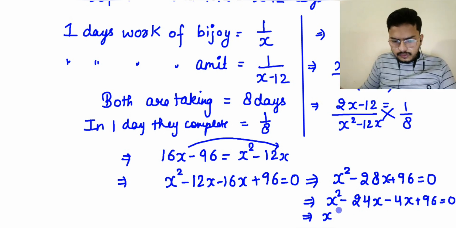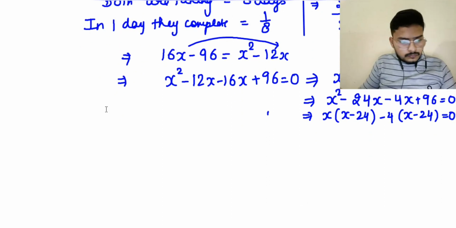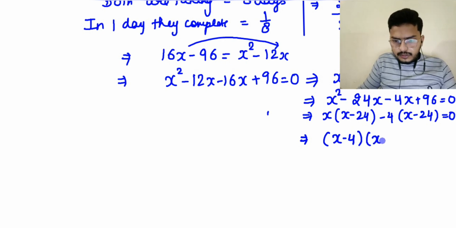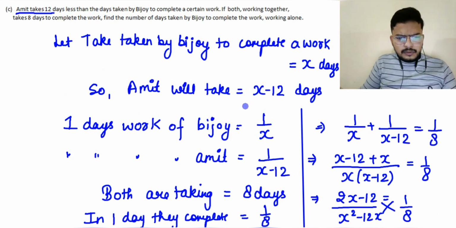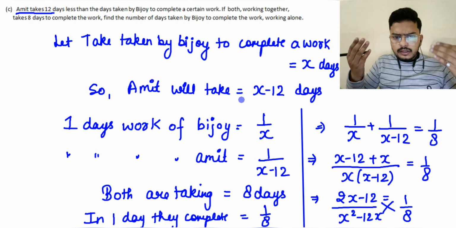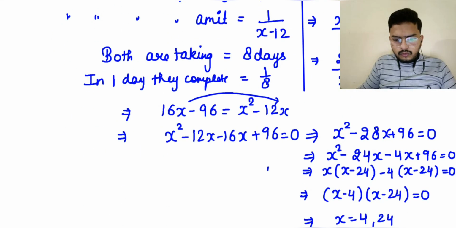So x square minus 24x minus 4x plus 96 equals 0. Take x common: x into x minus 24, and take minus 4 common: minus 4 into x minus 24, which equals 0. So now you can clearly say that the factors are x minus 4 and x minus 24 equals 0. So x equals 4 or 24. If x is 4, then Amit will take 4 minus 12, that is minus 8 days. Is it possible that the days are negative? No.